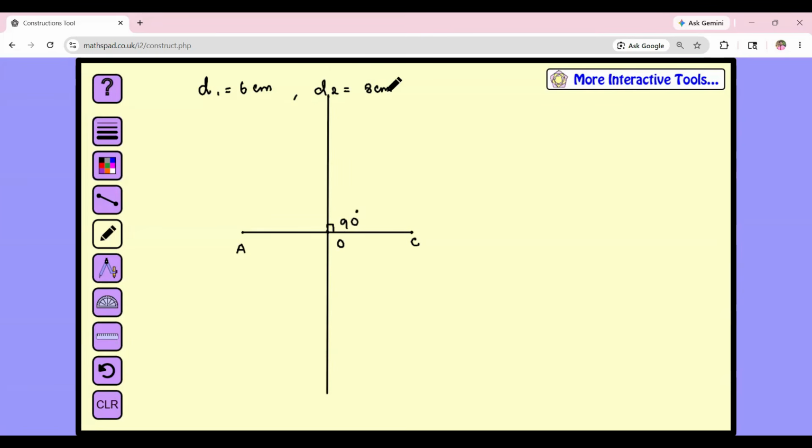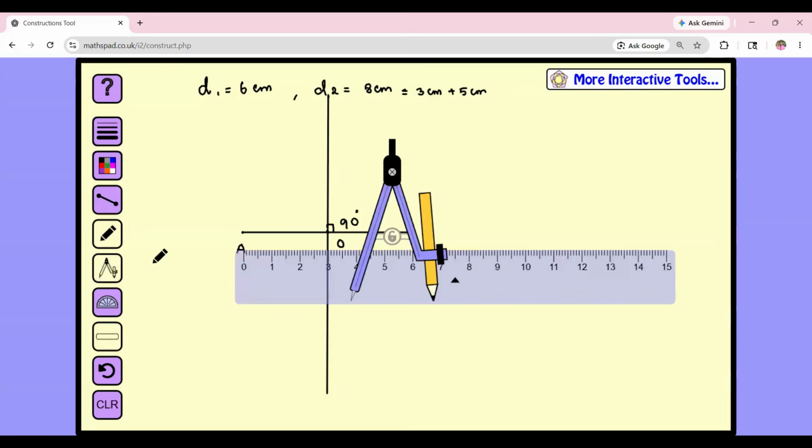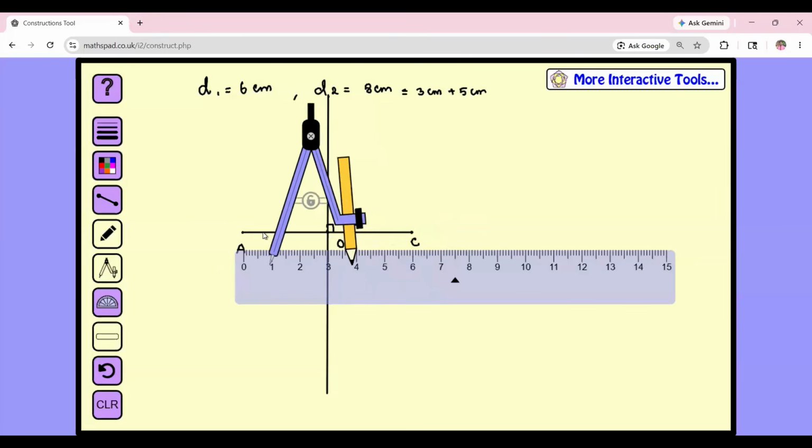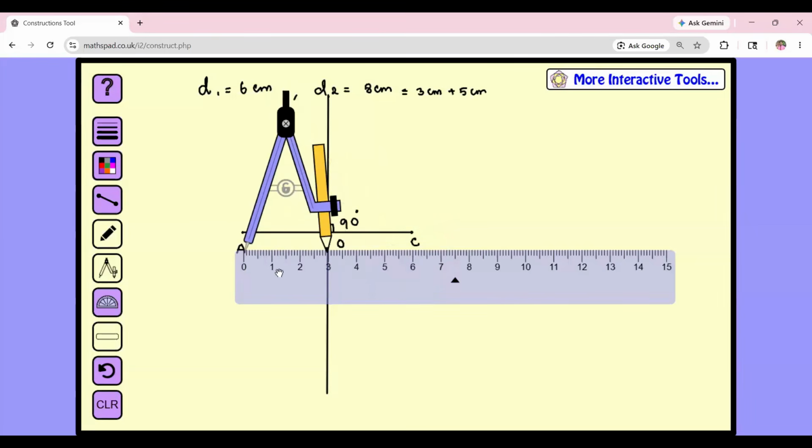It's over. Now we have 8 centimeter. Another diagonal should be 8 centimeter. I'm just splitting 8 centimeter as 3 centimeter plus 5 centimeter. Either up we can take 5 centimeter or down you can take 5 centimeter. Now first you just take 3 centimeter in your compass.